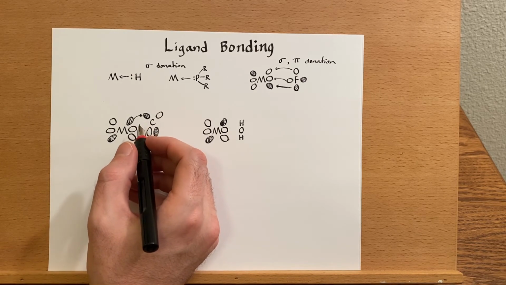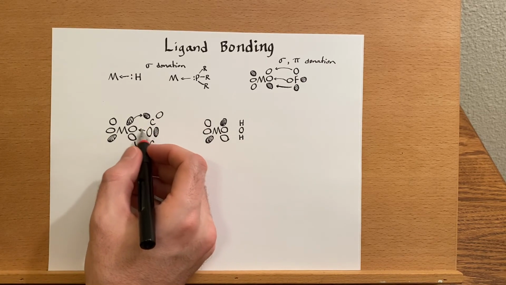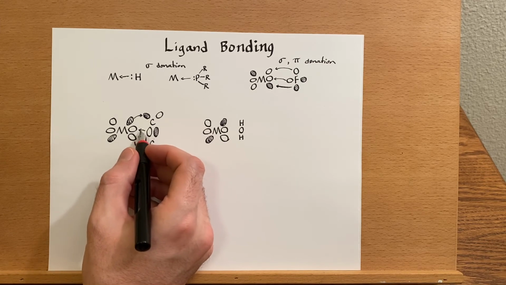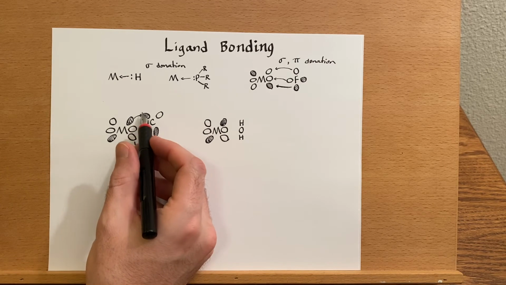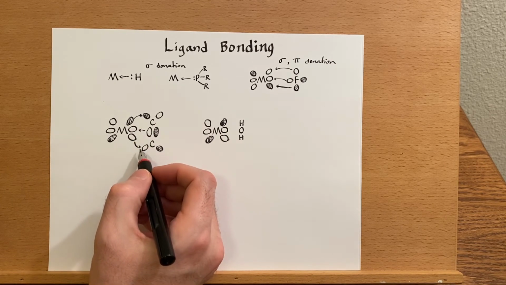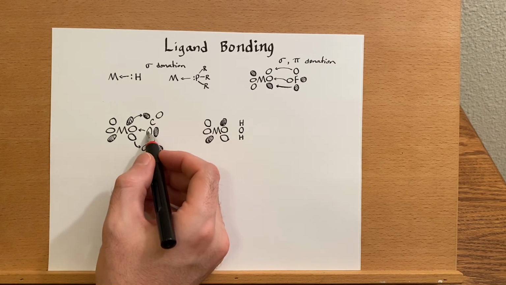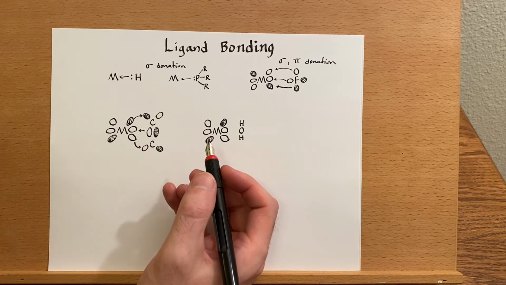So over here, this is still a sigma bond because it's direct overlap, and then we have a pi interaction coming back. So sigma donation, pi acceptance in this case.